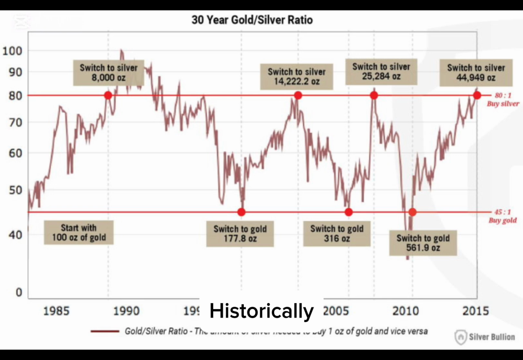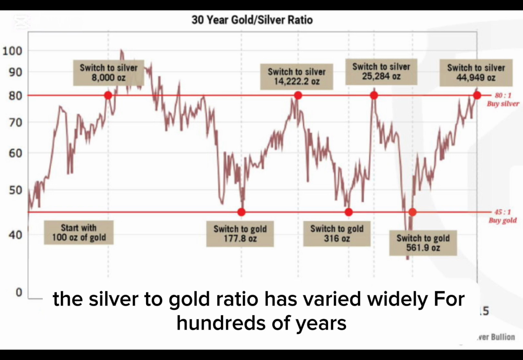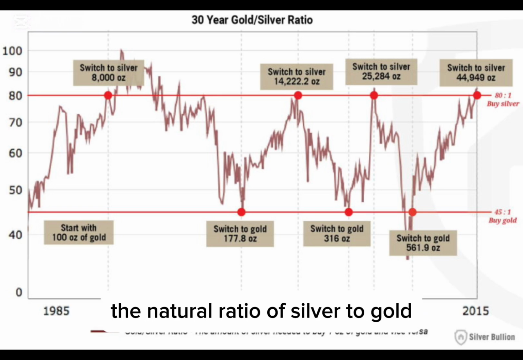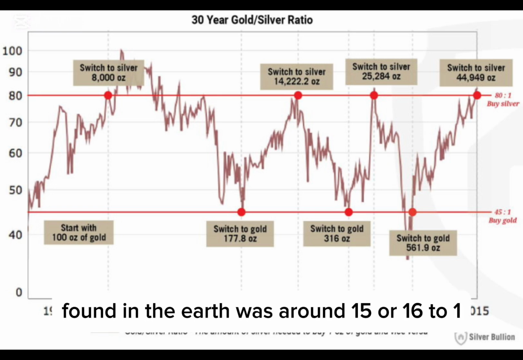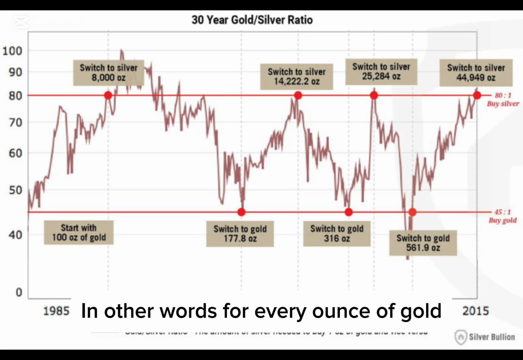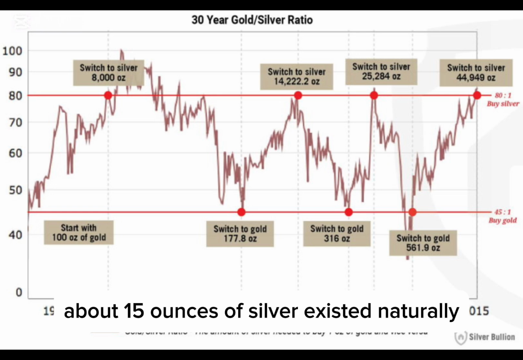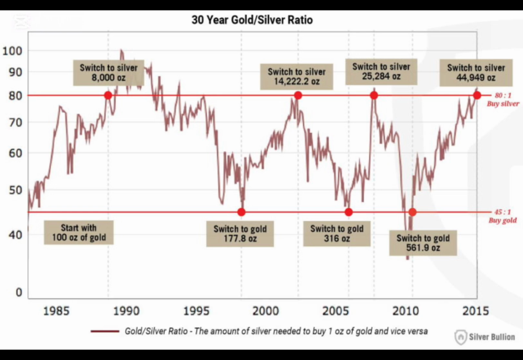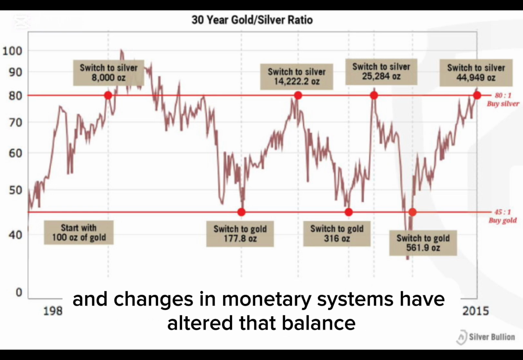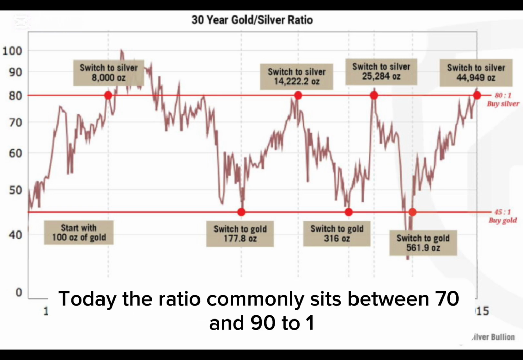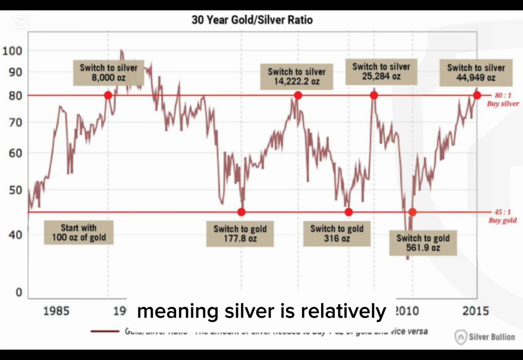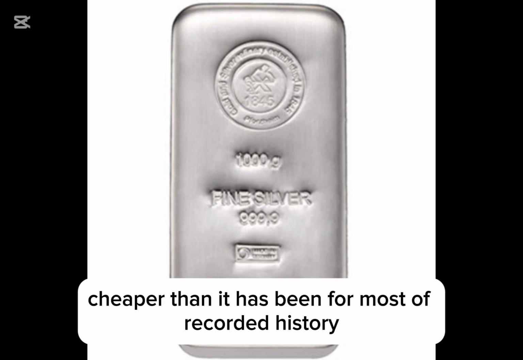Historically, the silver to gold ratio has varied widely. For hundreds of years going back to ancient times, the natural ratio of silver to gold found in the earth was around 15 or 16 to 1. In other words, for every ounce of gold, about 15 ounces of silver existed naturally. Modern mining, industrial use, and changes in monetary systems have altered that balance. Today, the ratio commonly sits between 70 and 90 to 1, meaning silver is relatively cheaper than it has been for most of recorded history.